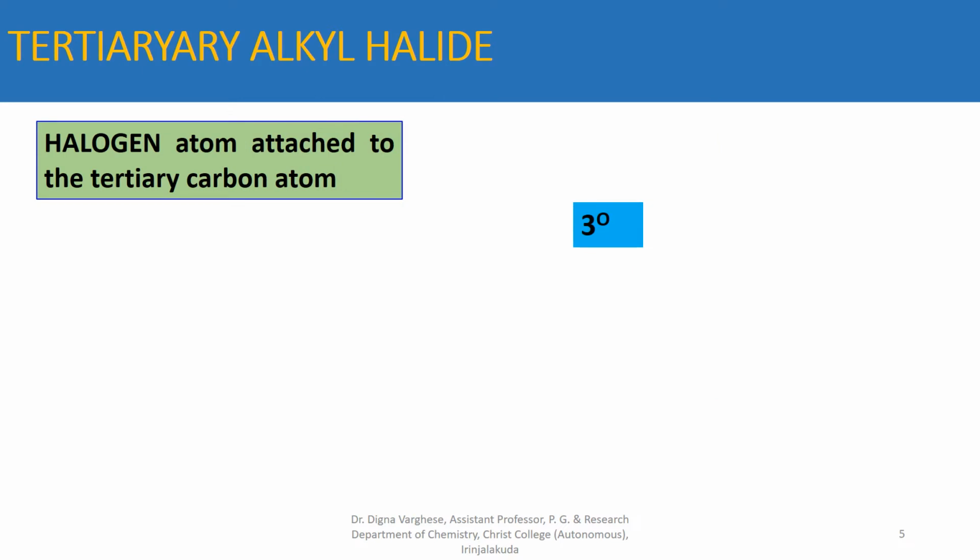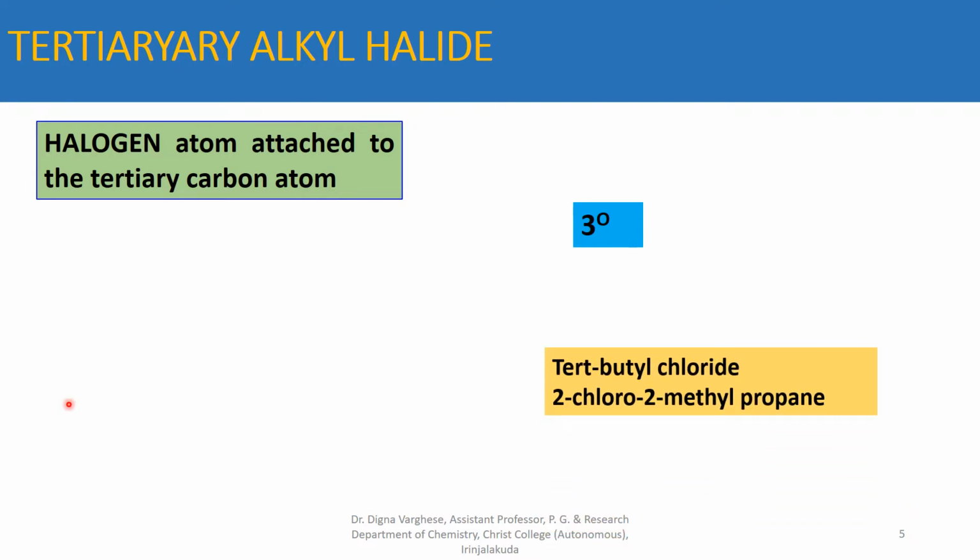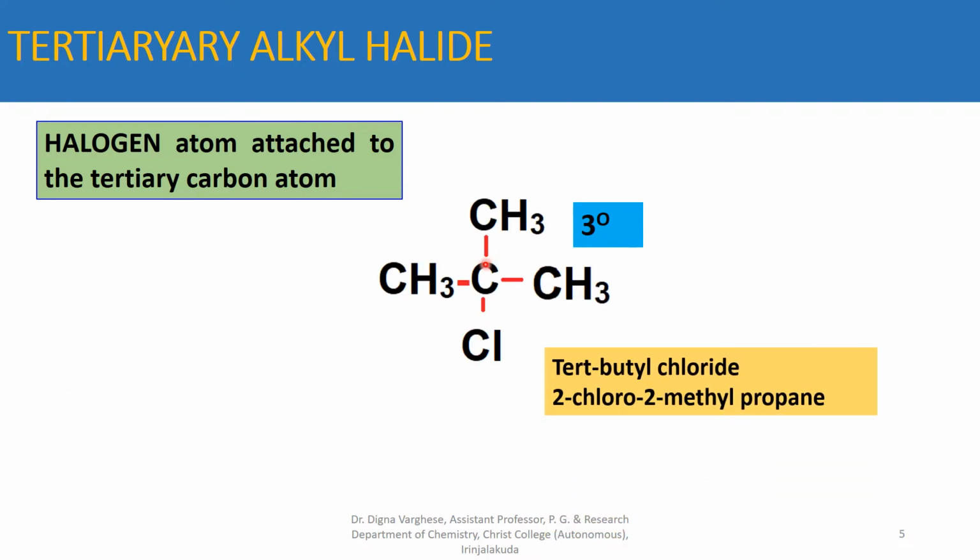Tertiary alkyl halide. The halogen atom is attached to the tertiary carbon atom. Here you can see tertiary butyl chloride, that is 2-chloro-2-methylpropane. The chlorine atom is attached to the tertiary carbon atom.